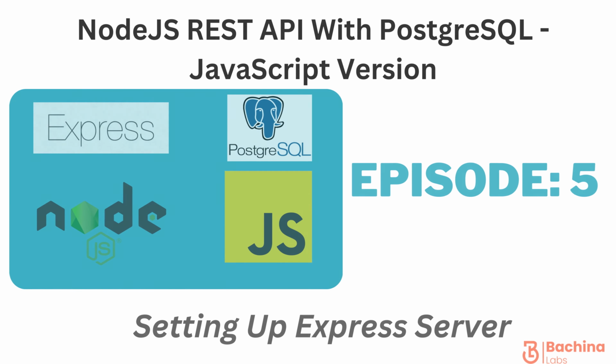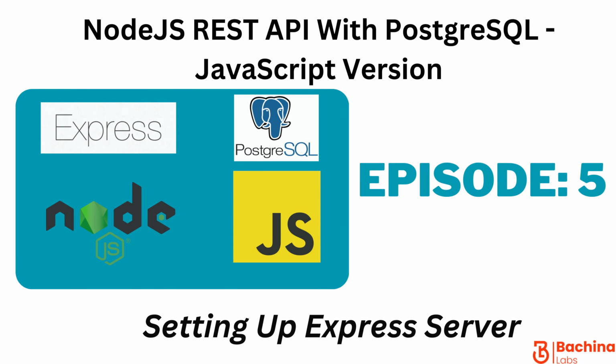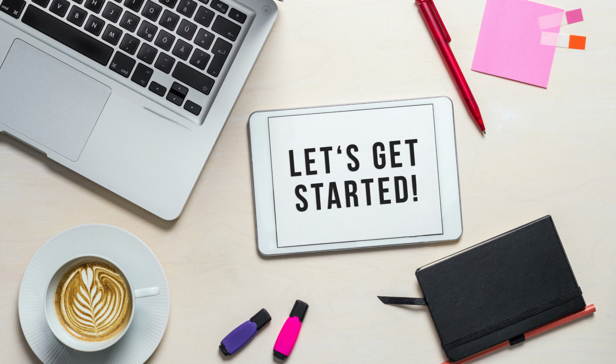Since we are building a Node.js REST API, we cannot build everything on our own, so we need a framework. In this episode, we are going to set up our Express server. Express.js is a framework that can be used to build Node.js REST APIs. So without further delay, let's get started.